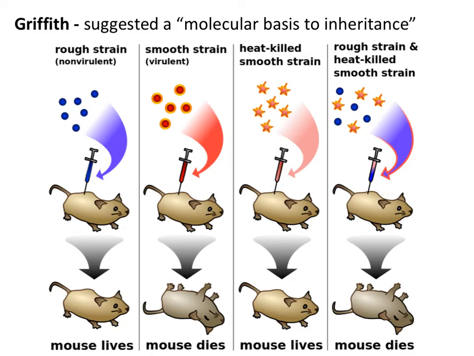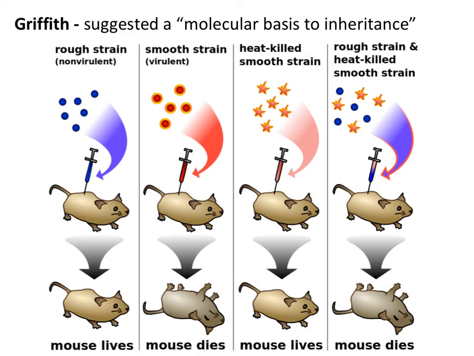So starting out with a rough strain of bacteria injected into a mouse, it caused the mouse to live. When he injected a different strain of the bacteria, the smooth strain, which happened to have this little yellow capsule on the outside, the mouse died. And that was because the bacteria's capsule protected it from the mouse's immune system. And so the bacteria didn't die from the immune cells and managed to kill the mouse. When he destroyed the smooth strain, the mouse lived, and that makes sense.